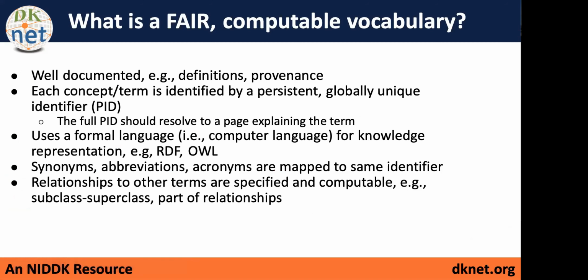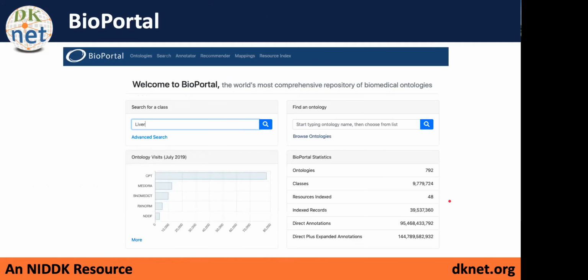And so what makes a FAIR computable vocabulary? Well, it needs to be well documented: definitions, how that term has evolved, its provenance, and the unique identifiers I mentioned. The identifier should be able to resolve to a landing page explaining that term. I mentioned the use of formal language for the knowledge representation that can be accessed by computers, and then other important information: synonyms, abbreviations, acronyms, relationships associated with that term.